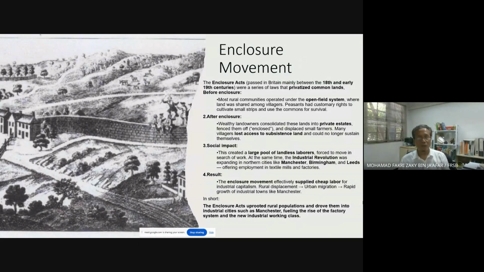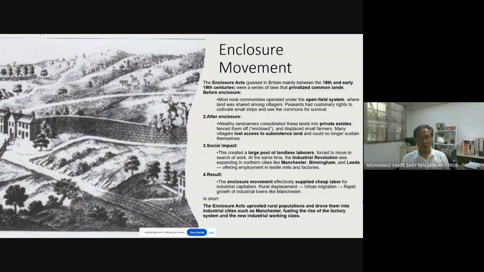Okay, so what happened? This created a large pool of landless laborers. Okay, so these landless laborers, they have no means of making a living, but at the same time, when the industrial revolution happens, they need a lot of laborers working in factories. Okay, so these landless people flock to cities like Manchester, Birmingham, where the industrial revolution is just about to kick start, and they need laborers, so they move in masses to the cities. Okay, so the enclosure movement effectively supplied cheap labor for industrial capitalism.